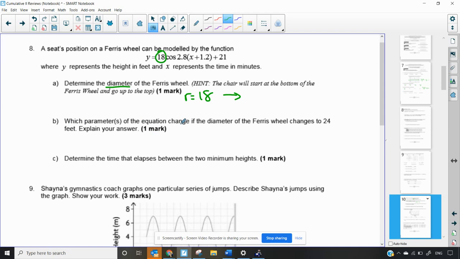Which parameters of the equation change if the diameter of the Ferris wheel changes to 24 feet? Well, if we increase the radius, which means we're also increasing the diameter, then that means we're increasing our amplitude. Okay? It has no impact on our midline or our period, but it absolutely affects our amplitude. And then determine the time that elapses between the two minimum heights. Well, we would find the two minimums, and we would find the distance between them. So we'd actually have to figure out our x values for both spots and then subtract.